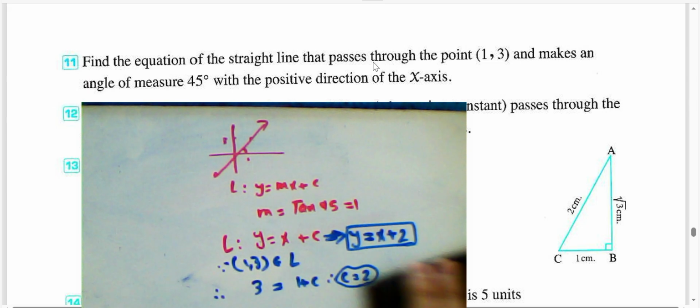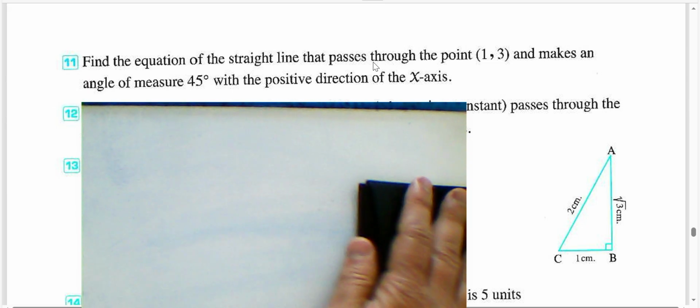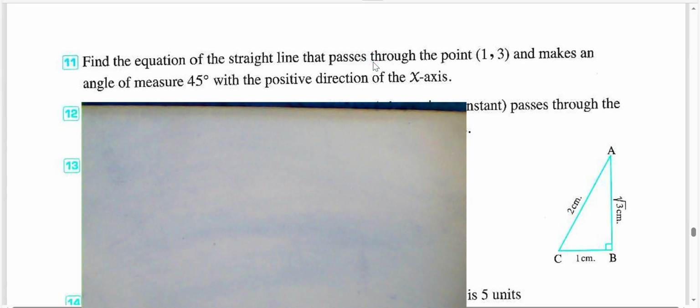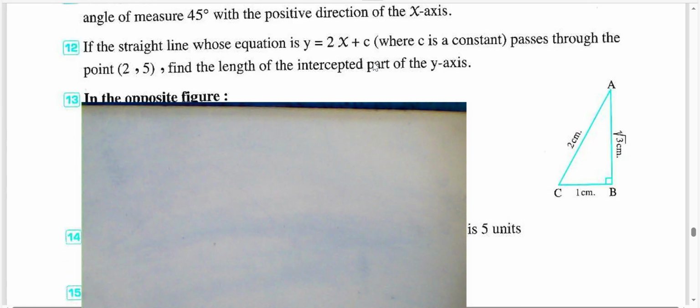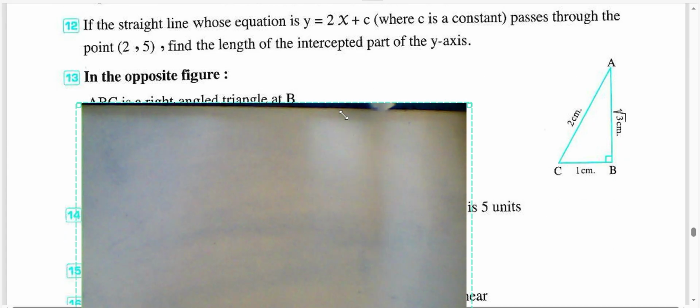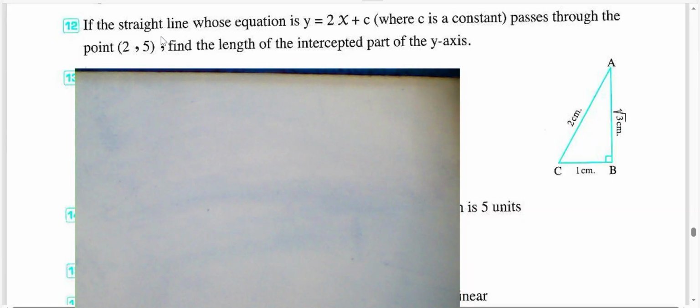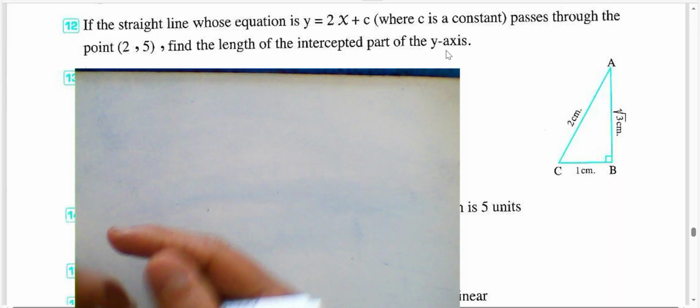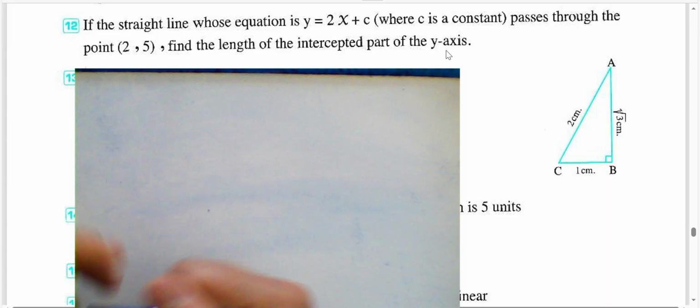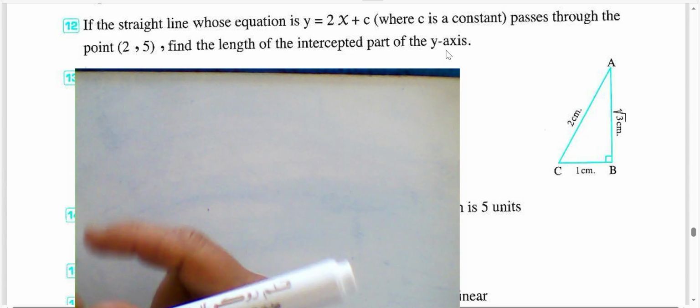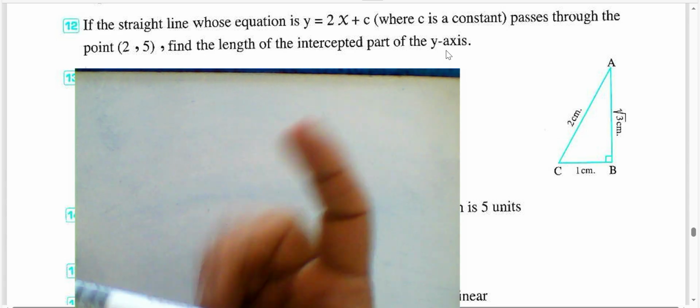Okay. Next question. Number 12. If the straight line whose equation is y equals 2x plus a constant c passes through the point (2, 5), find the length of the intercepted part of the y-axis. Okay, we have a point on the straight line. This point satisfies the equation. You can put the value of x equals 2 and y equals 5 to find the constant.